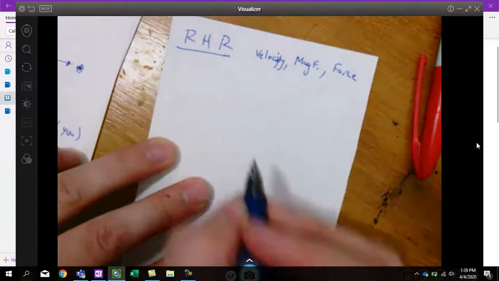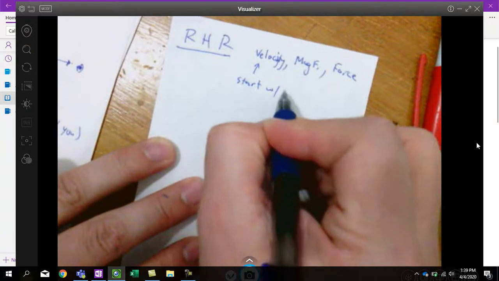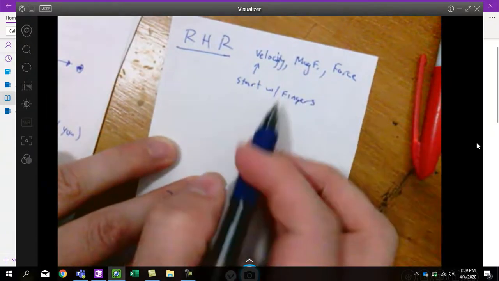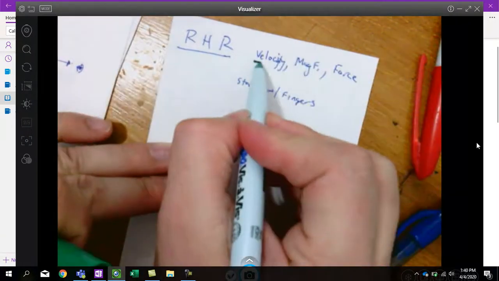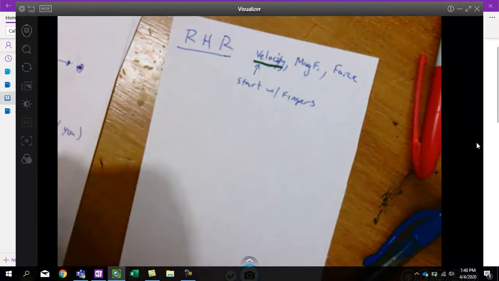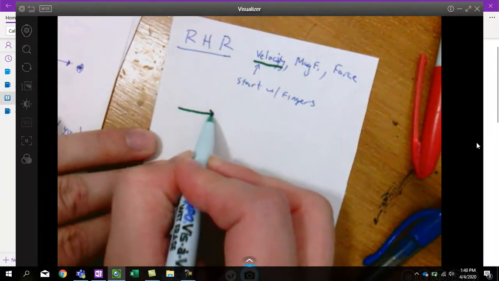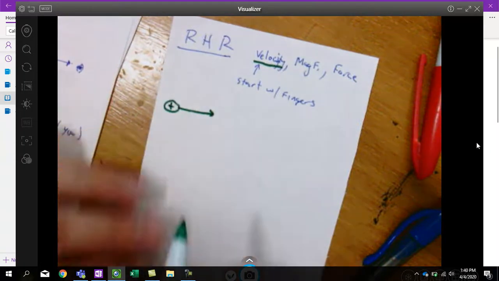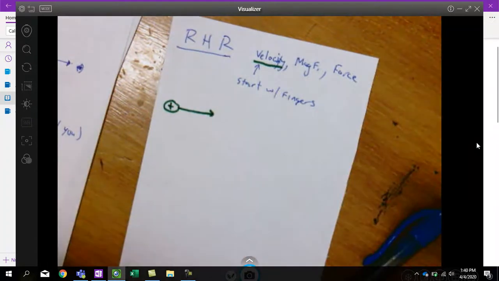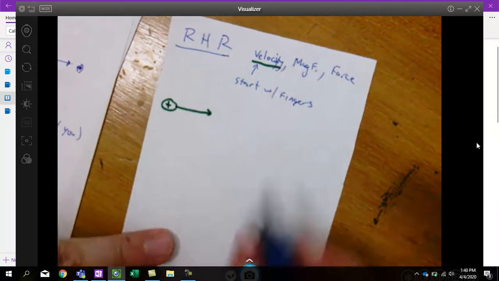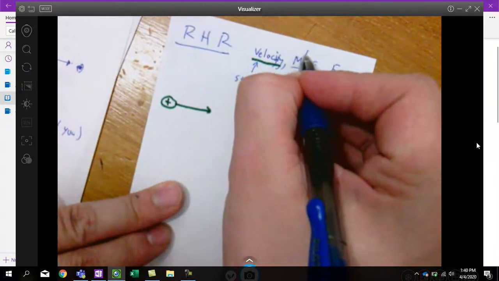Okay, the first thing we want to do is we start with fingers pointed in the direction of the velocity. I'm going to choose green for this. And you'll see why in the homework. There's a benefit to that. So let's say that I have a positively charged particle going to the right across my page. And it's going to enter into a magnetic field. Let's use blue for magnetic field. Okay, it's going to enter into a magnetic field.